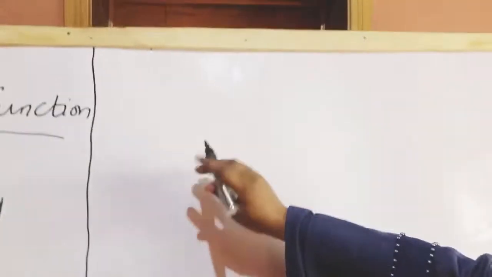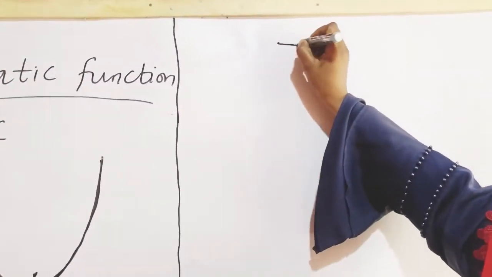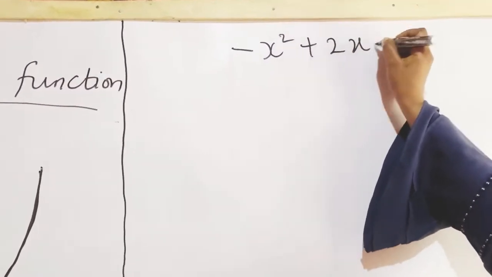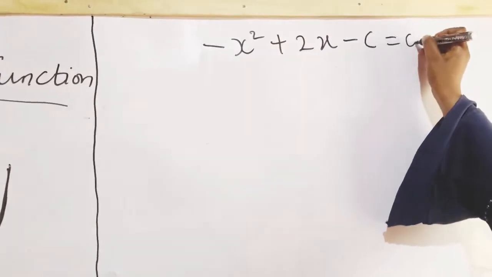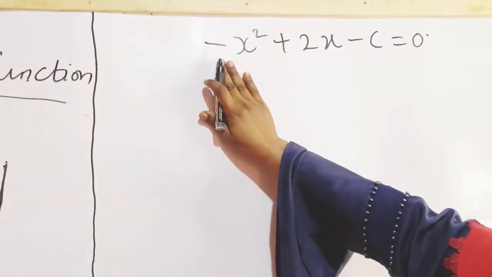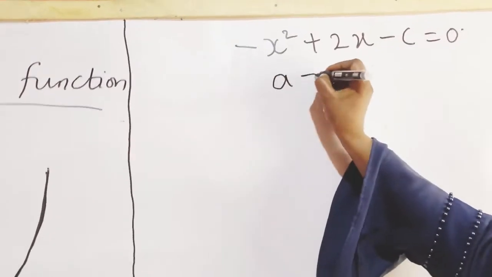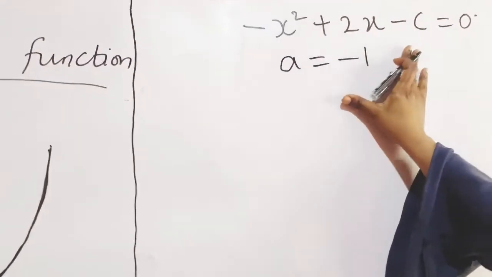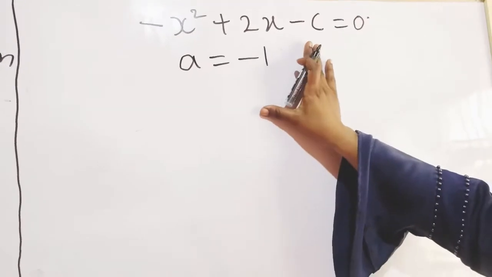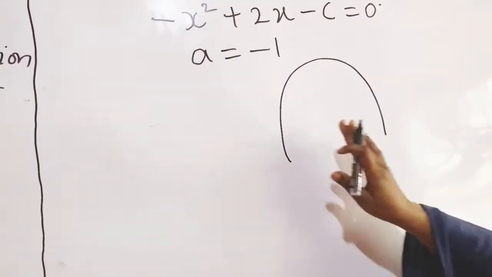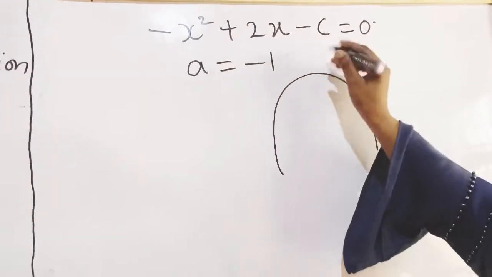Now, if you have a quadratic function, let's say we have minus x squared plus 2x minus c is equal to 0. We know that the coefficient of x squared here is equal to minus 1. That is, a is equal to minus 1. So if you want to draw the graph of this quadratic equation, you should know that it must look like this. So it must have a maximum point.